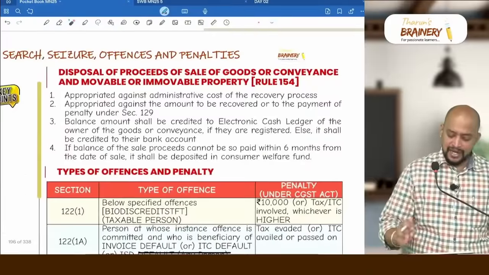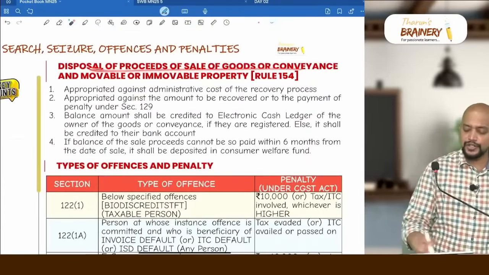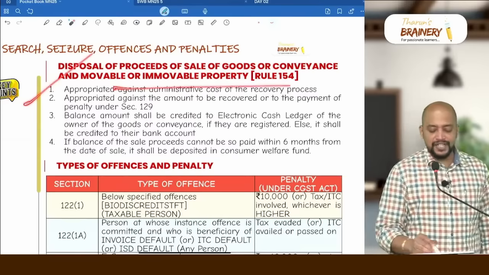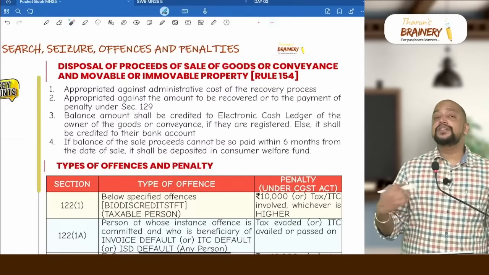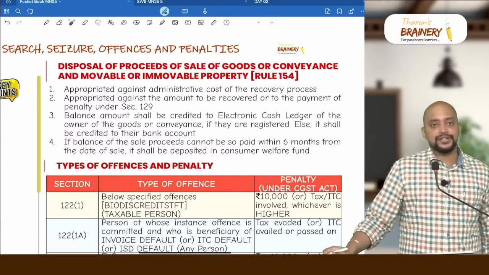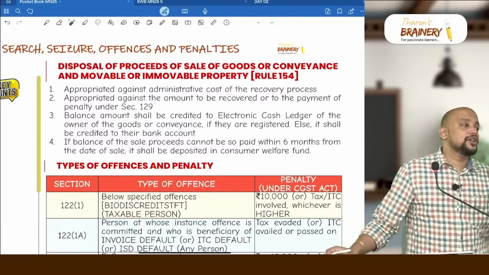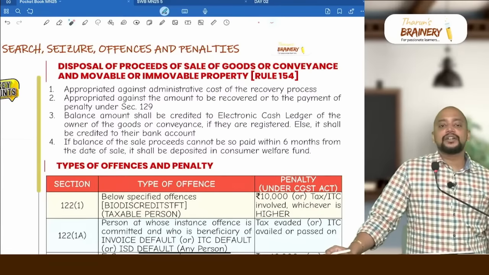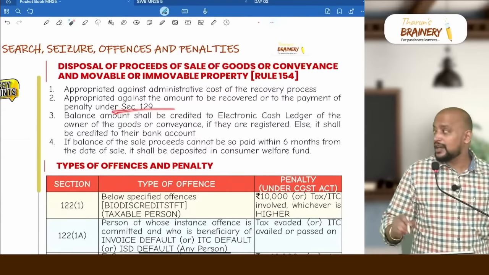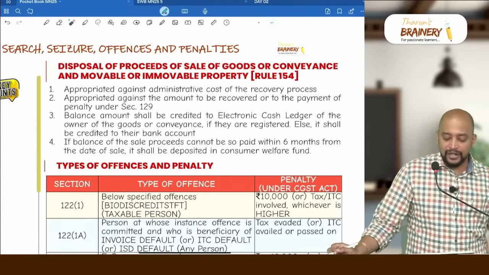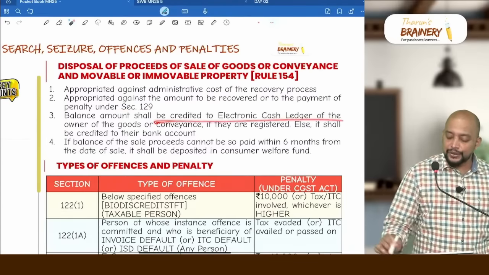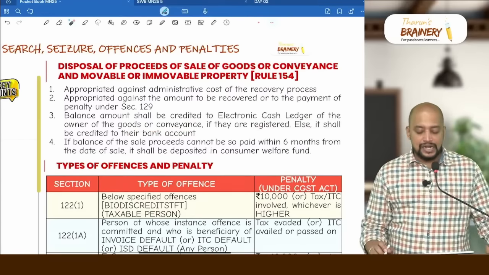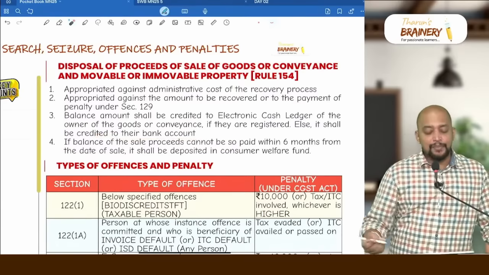What is the money that they will refund? First, the proceeds of sale of goods or conveyance and mobile or immobile property will be apportioned against the administrative cost of the recovery process. Like they need to conduct an auction, and for conducting the auction some expenses will occur. First they will adjust towards those expenses. Thereafter, whatever penalty is payable under section 129 will be taken, and the balance amount shall be credited to the electronic cash ledger of the owner of the goods or conveyance if they are registered, else it will be credited to their bank account.